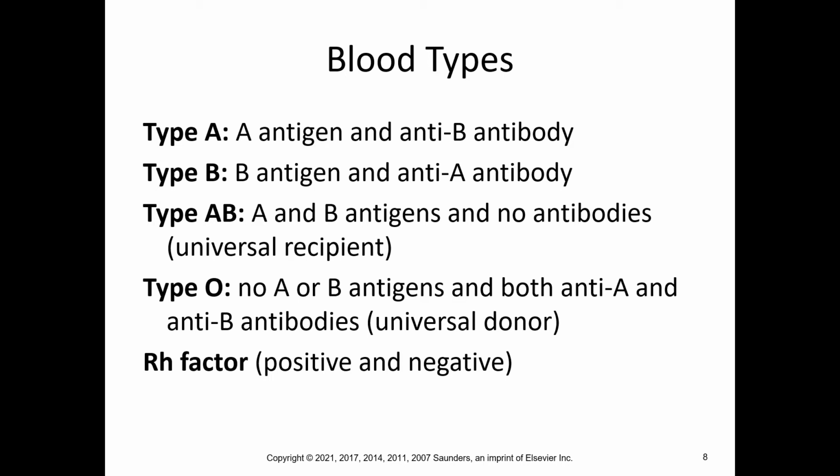There are universal donors and universal recipients as well. Type AB is a universal recipient. It has the antigens for both, but no antibodies, so it makes no response from any of the donated blood. Type O blood has no A or B antigen, but both antibodies. They can give blood to anyone, but they can only get their own blood. They can't get A or B or AB blood. The Rh factor indicates a positive or negative, and that's important in transfusions.